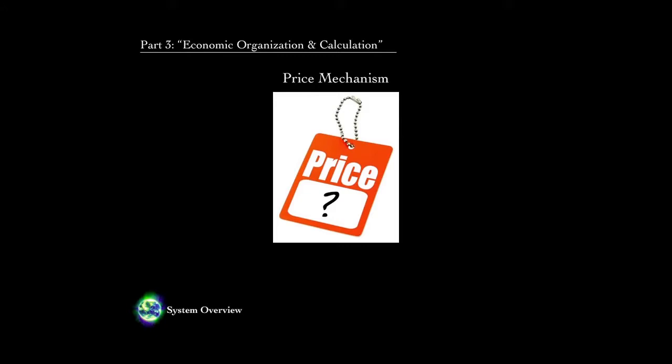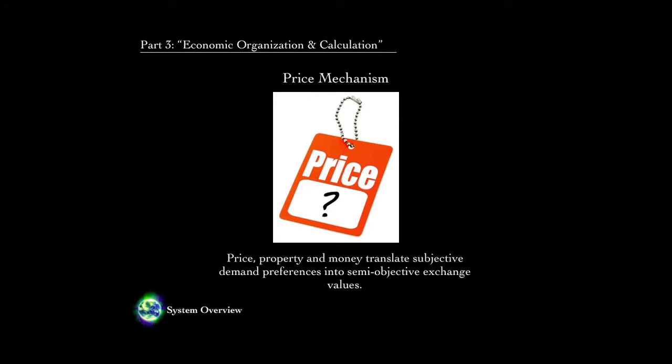Price, which has a fluid ability to exchange value amongst virtually any type of good due to its indivisibility of value, creates indeed a feedback mechanism that connects the entire market system in a certain narrow way. Price is a way to allocate scarce resources amongst competing interests, for sure. Price, property, and money translate, in short, subjective demand preferences into semi-objective exchange values.